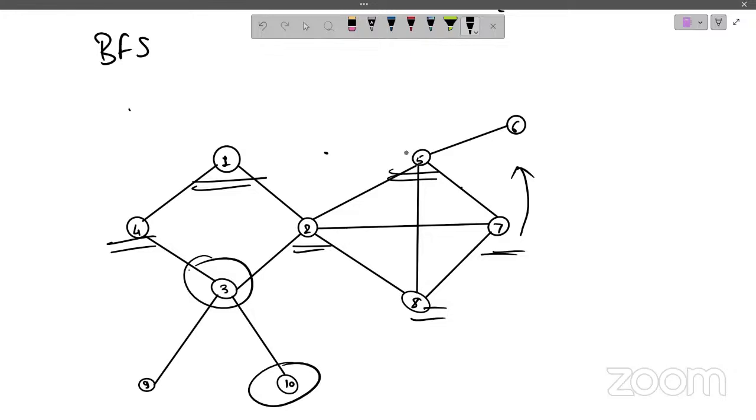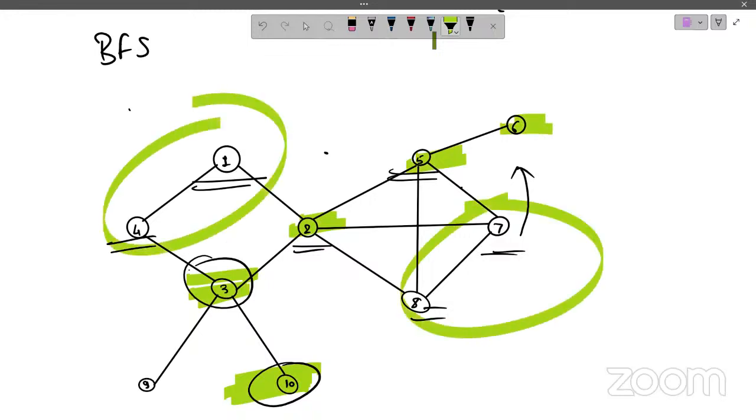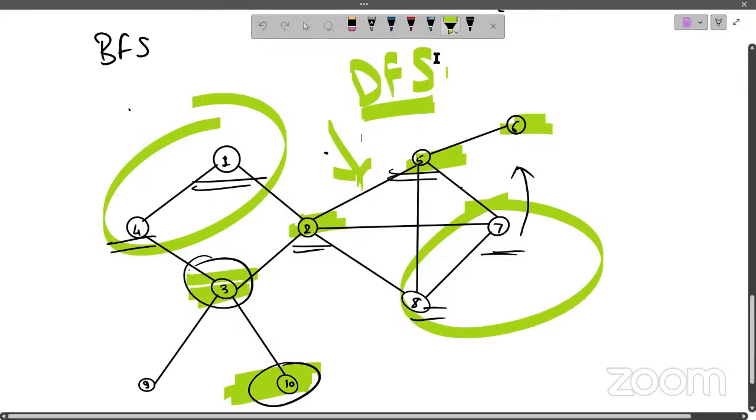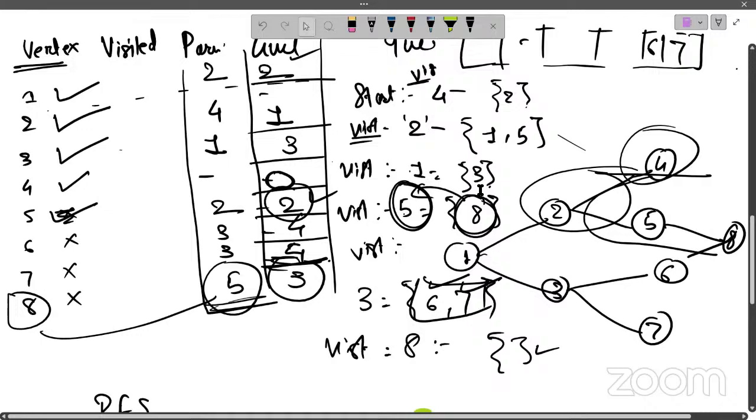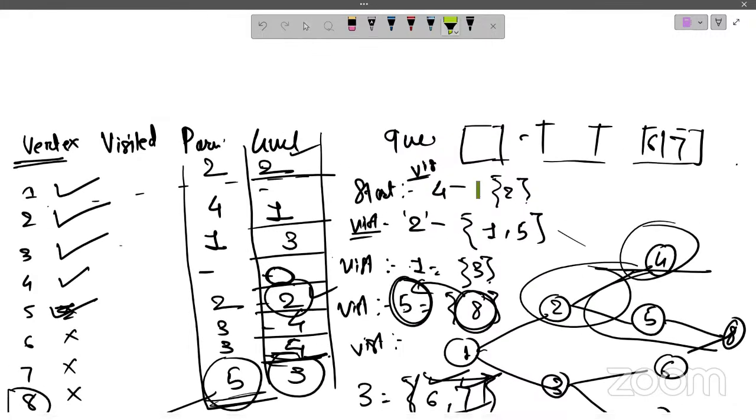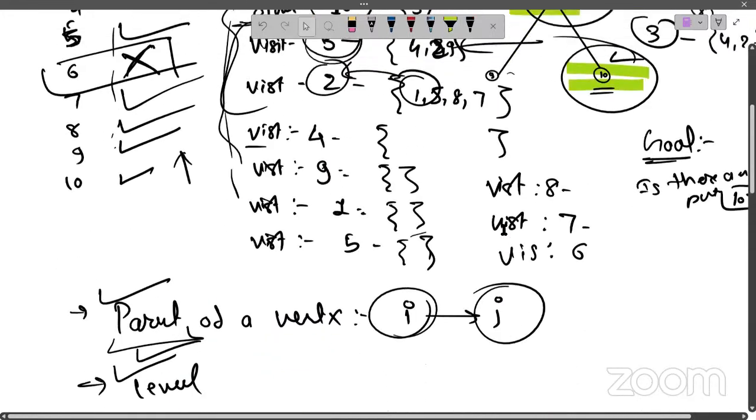BFS does things level by level, but in DFS we start from 10, go to 3, go to 2, go to 5 and then go to 6. We don't require the other business. That's the difference between BFS and DFS. But DFS also has some other details, so I'll explain it in the next lecture. So you guys just try to make yourself handy with BFS: what BFS does and how we listed our parents and levels. I think you can do that much now.